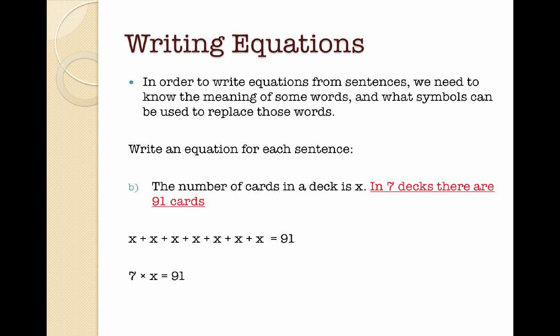I can simplify it by saying that 7 lots of x equals 91. Now, some of the work that we did earlier on in the year with algebraic statements says that we don't actually need that multiplication symbol, so I could have just written that as 7x equals 91. All three of these equations are representative of that sentence.